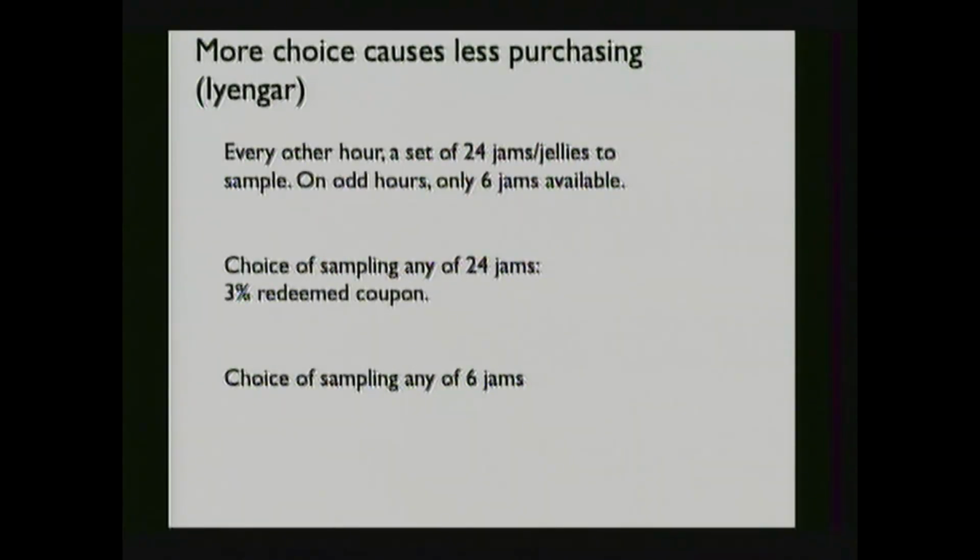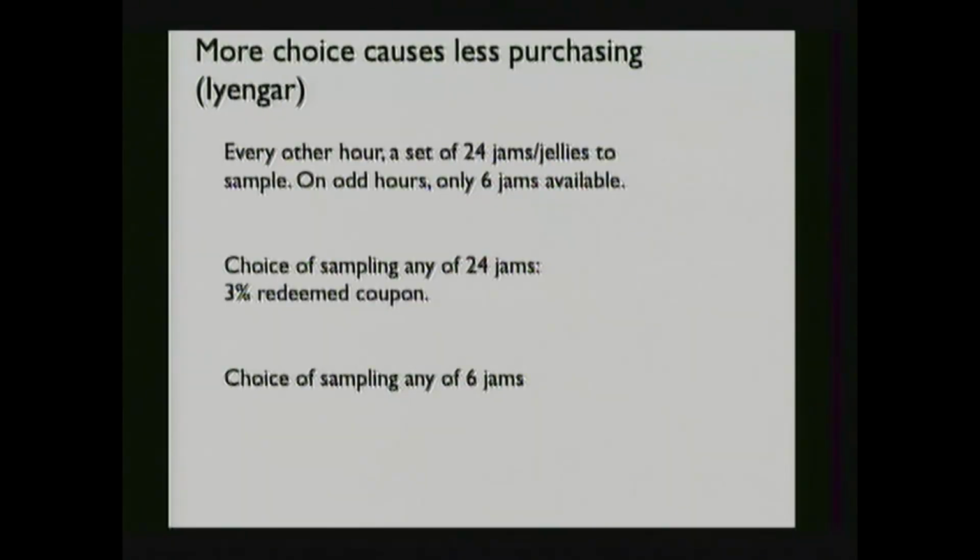If anybody has been to Draeger's, you'll know that they have the mustard aisle, and the jelly aisle, and with jams and jellies, they have over 400 kinds. So Sheena Iyengar set up a booth in Draeger's, and in alternate hours, you could either choose from 24 or 6 jams and jellies. Everybody who came and got a taste, they could taste as many as they wanted, was given a coupon.